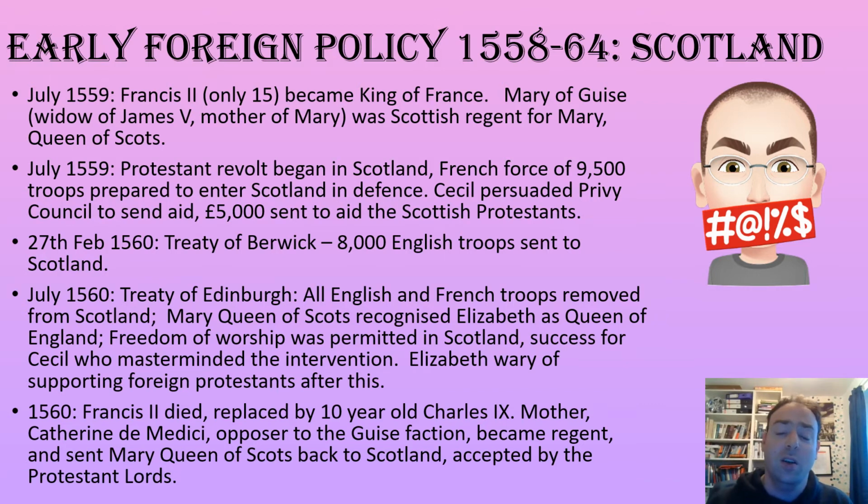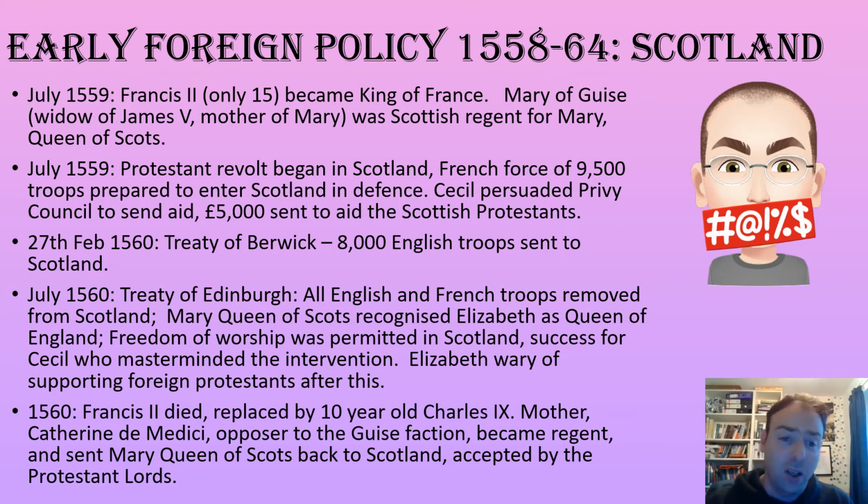Francis II had become King of France, aged only 15. Mary of Guise, who was the widow of James V and mother of Mary, Queen of Scots, was the Scottish regent. At this point, there's a Protestant revolt in Scotland. The French are sending forces to defend the Guise faction and Mary's control over Scotland. Cecil is again very keen on this idea of a pro-Protestant foreign policy, and he's persuading the Privy Council to send aid to the Scottish Protestants.